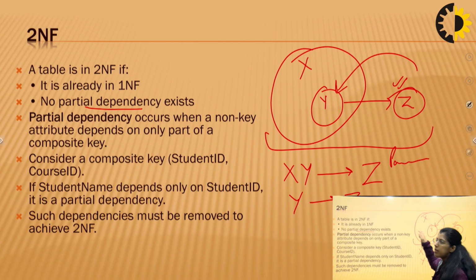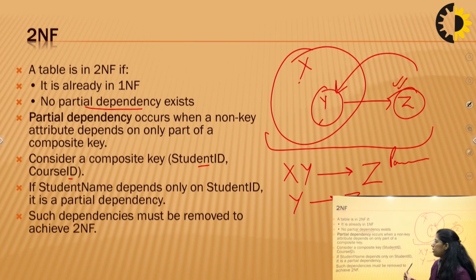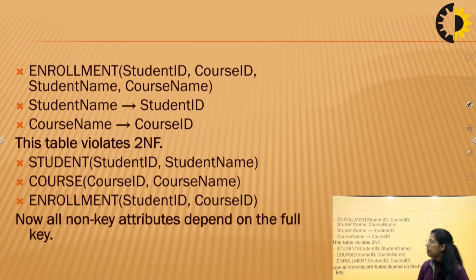This represents partial dependency because Z can be identified using only Y. Why do we need X also? This should not be there in 2NF. For example, there is a composite key of student ID and course ID, X and Y. If student name depends only on student ID, it is a partial dependency. We do not need course ID for that. Such dependencies must be removed in order to achieve 2NF.